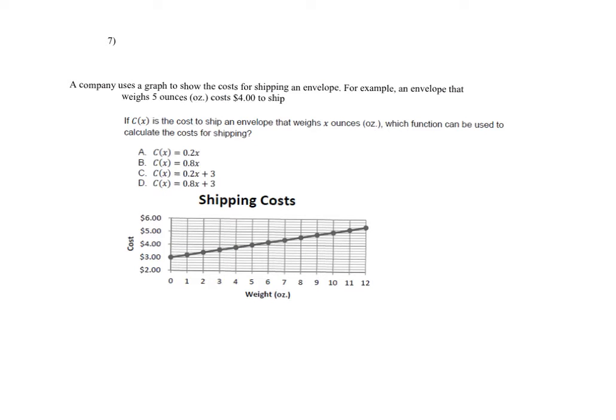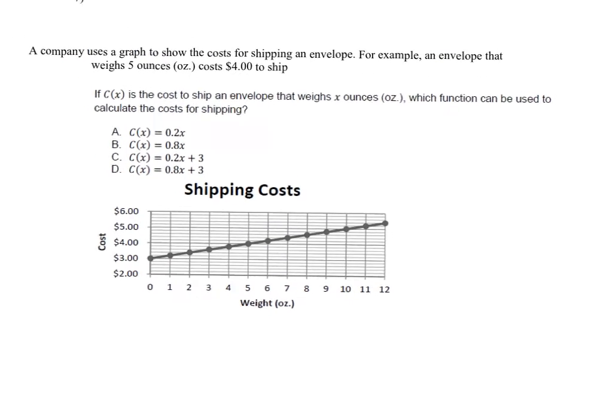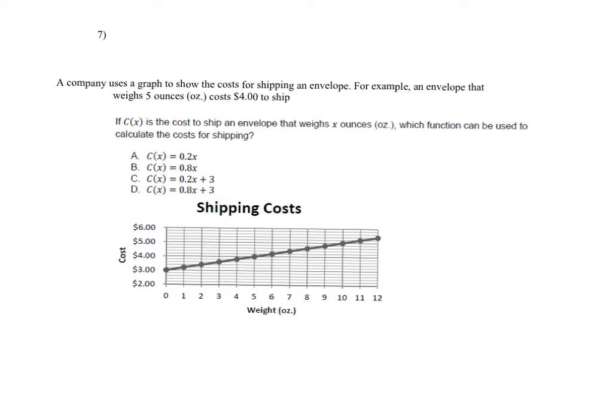All right, so in this question number 7, we get a company that uses a graph to show the cost for shipping an envelope. For example, an envelope that weighs 5 ounces costs $4 to ship. So if you have an envelope with 5, that's going to help us find the slope, by the way. For 5 ounces, right here at 5, that's going to cost $4 right here. That's an important point here: if I have 5 ounces, it's going to cost me $4.